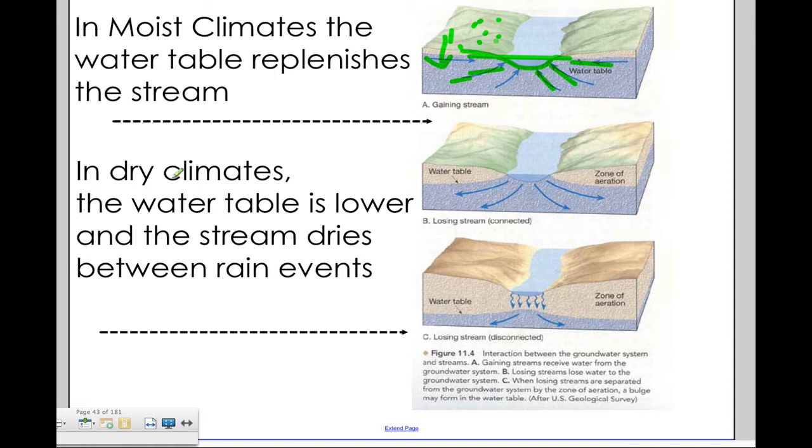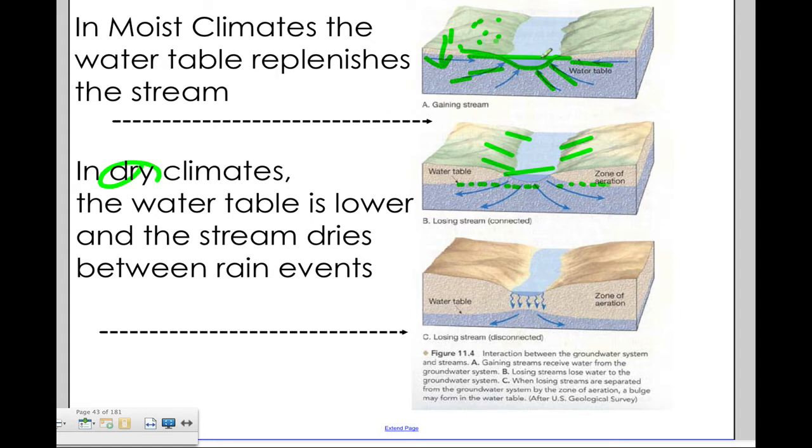Now on the other hand, in drier climates, the land level sits above the water table. So the water table is only here as water flows in over the land on the surface, fills the stream, and then that water will seep into the ground and the stream will dry up.